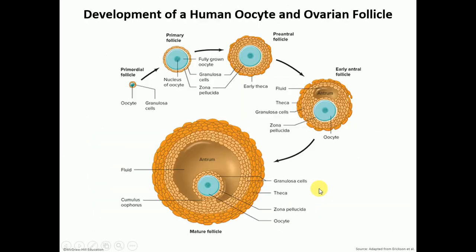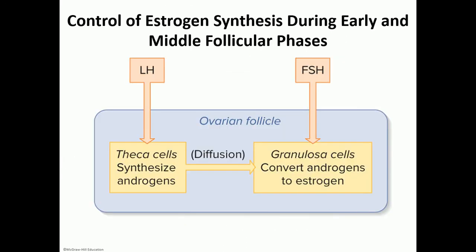So this is what I mentioned over here, where these theca cells are making testosterone under the influence of luteinizing hormone. That androgen is going to diffuse to these granulosa cells, and under the effect of FSH, these granulosa cells are going to convert androgen into estrogen. And that occurs by the action of aromatase enzyme.